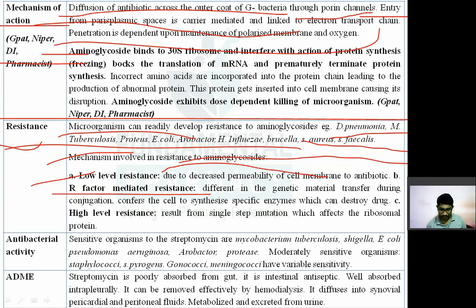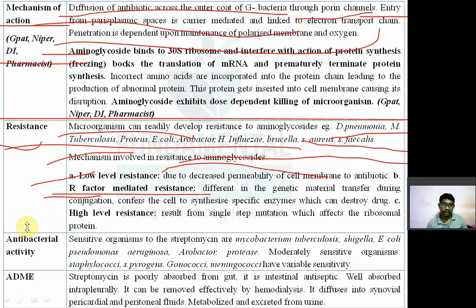Okay. What will the bacteria do? They will find an alternate pathway to tackle it. They will make changes in their genetics. They will produce certain enzymes which can destroy the drug, or they will produce such kind of protein which is not sensitive to antibiotics. So that is known as plasmid mediated resistance or R factor mediated resistance.